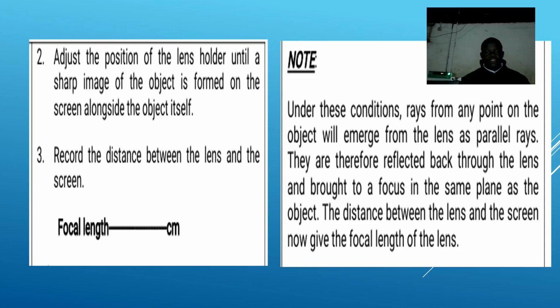Now adjust the position of the lens holder until a sharp image of the object is formed on the screen alongside the object itself. Record the distance between the lens and the screen. So that distance again gives us the focal length. You should however note that under these conditions, rays from any point on the object will emerge from the lens as parallel rays. They are therefore reflected back through the lens and brought to focus in the same plane as the object. The distance between the lens and the screen now gives the focal length.